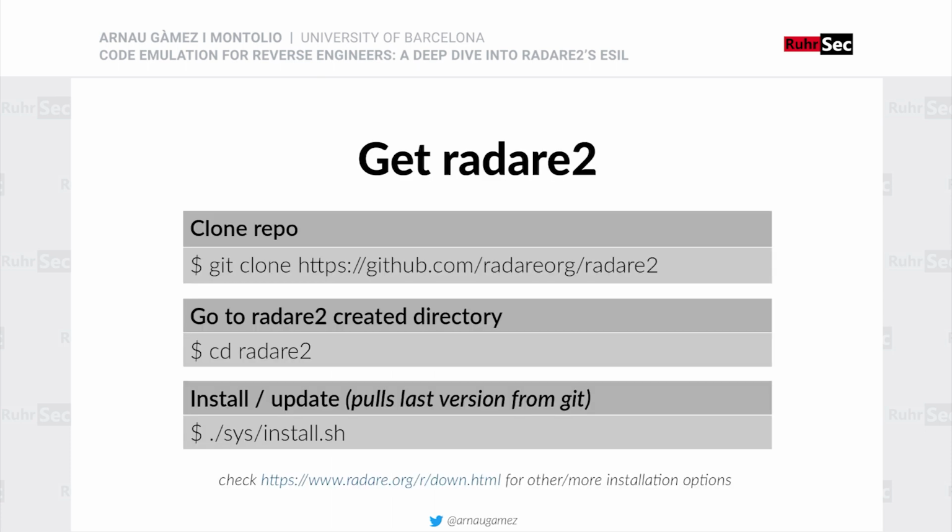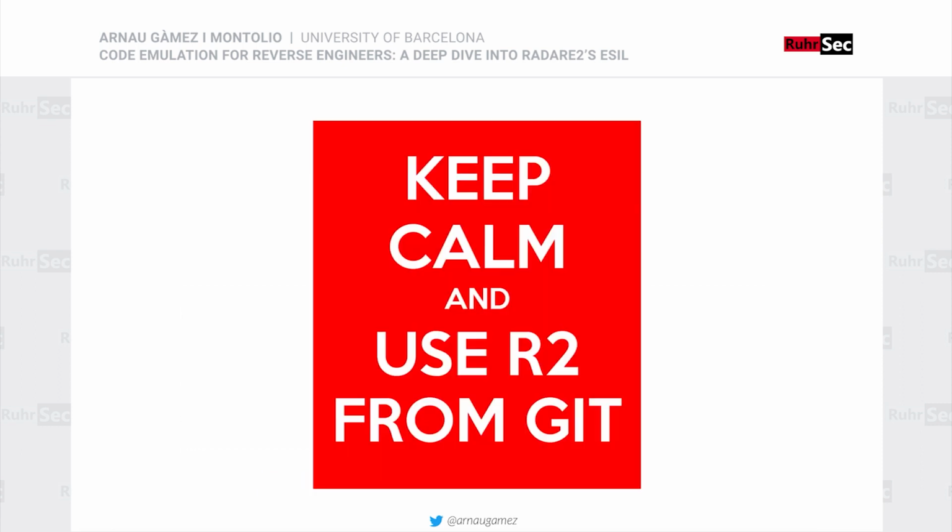Now, how to get radare2? The best recommended way is just cloning the repository directly from Git. Here you have it. And then for installing as well as updating, we have the sys/install.sh script, which will basically pull the latest version from Git and automatically compile and install it for us. So every time you want to update radare2, just run this script. So yeah, keep calm and use radare2 from Git.